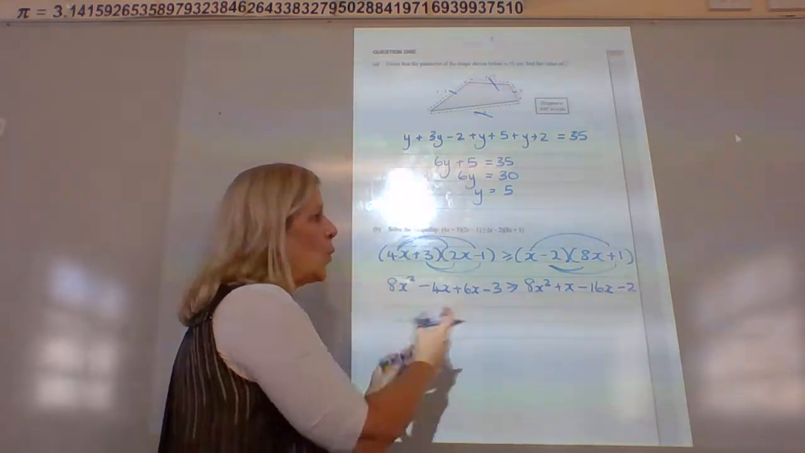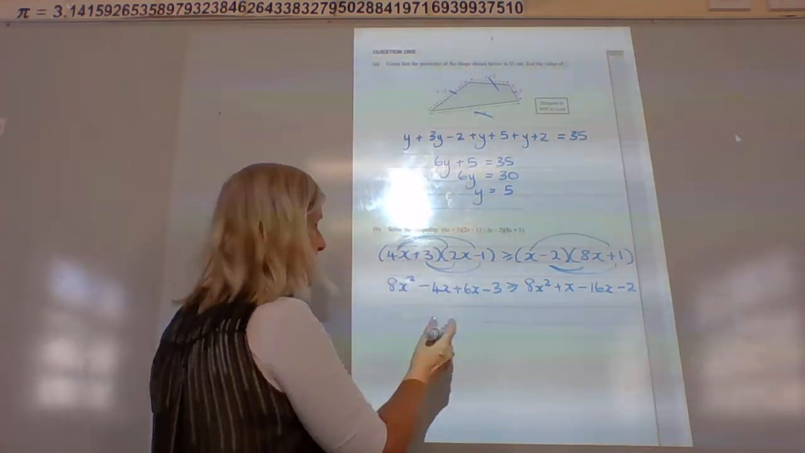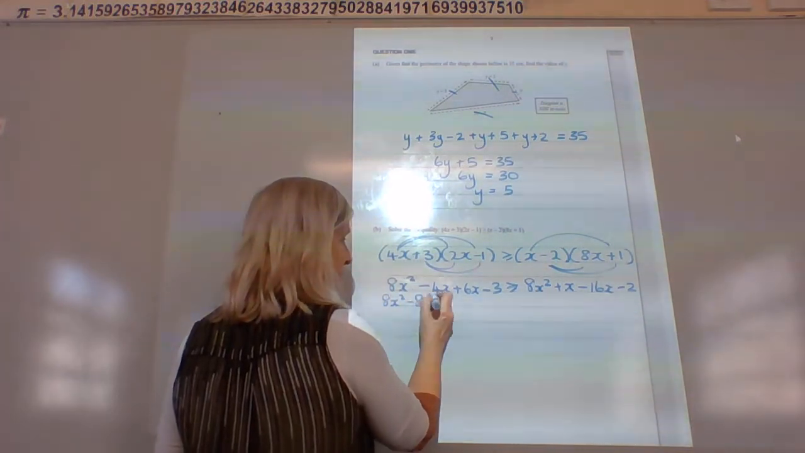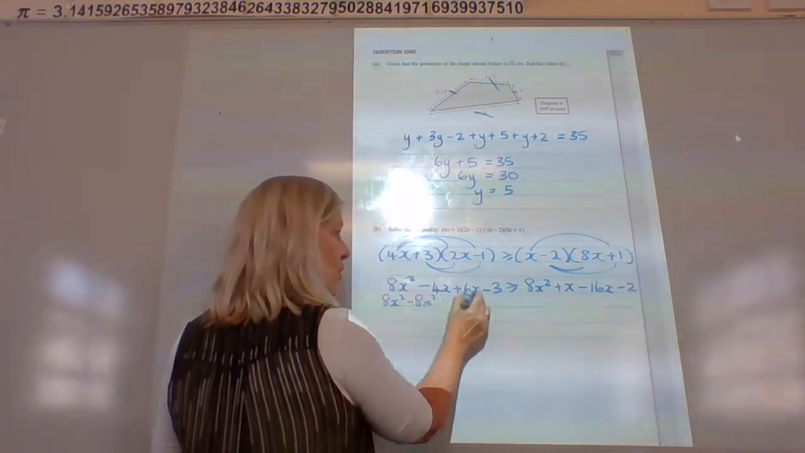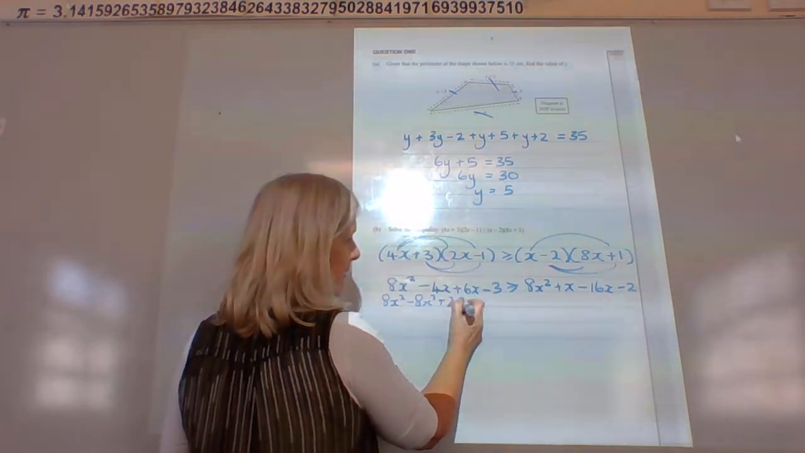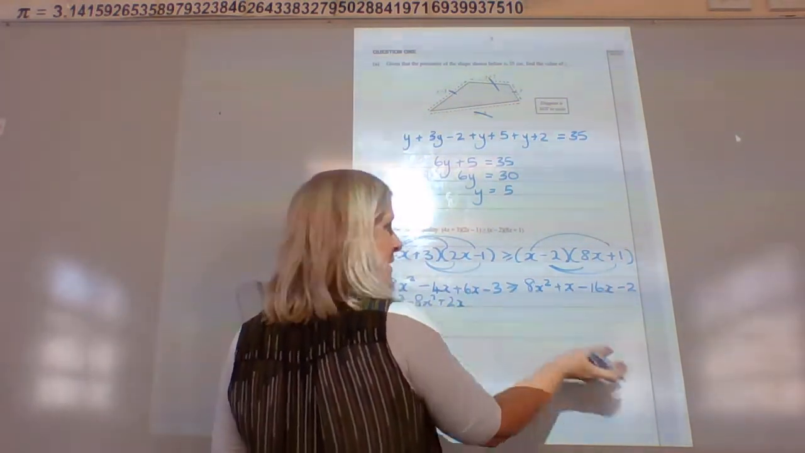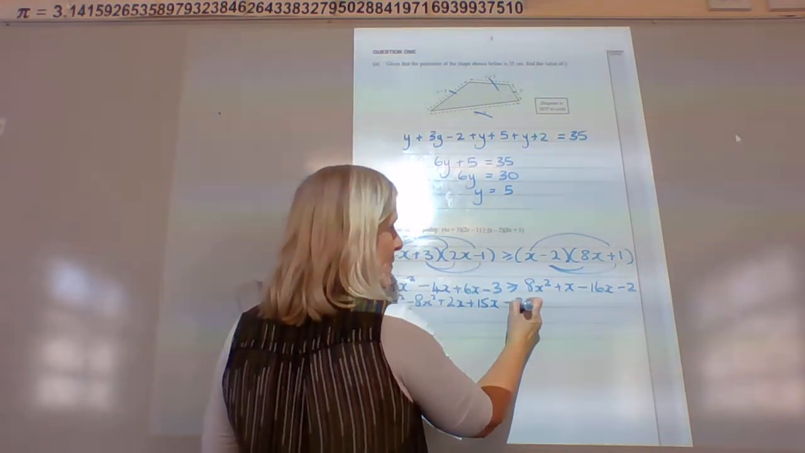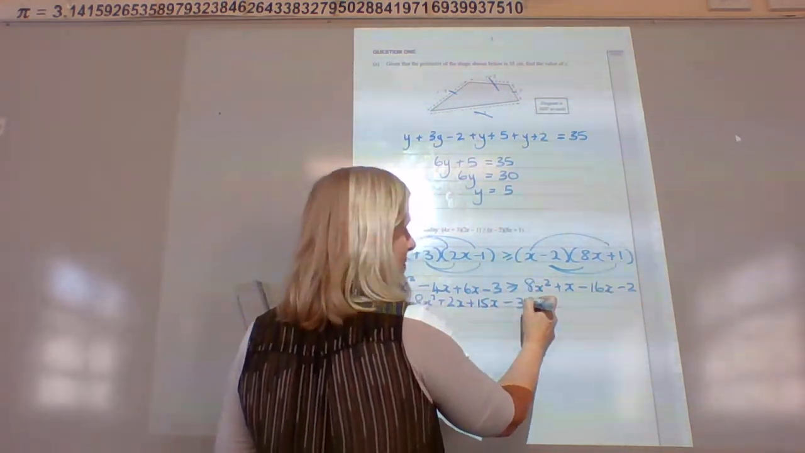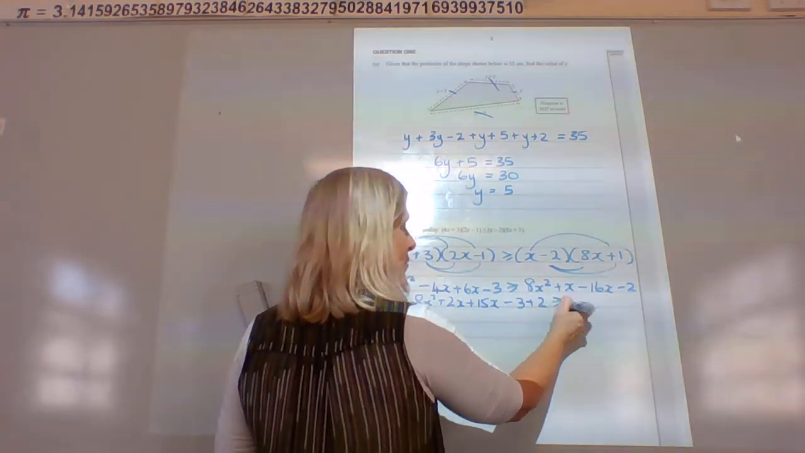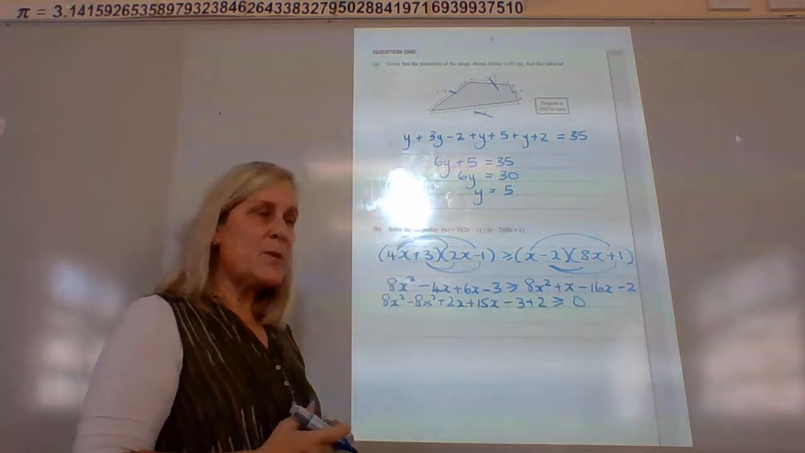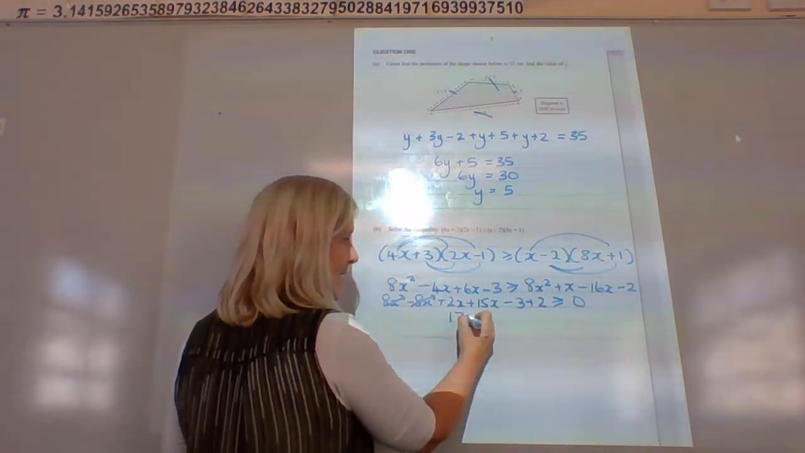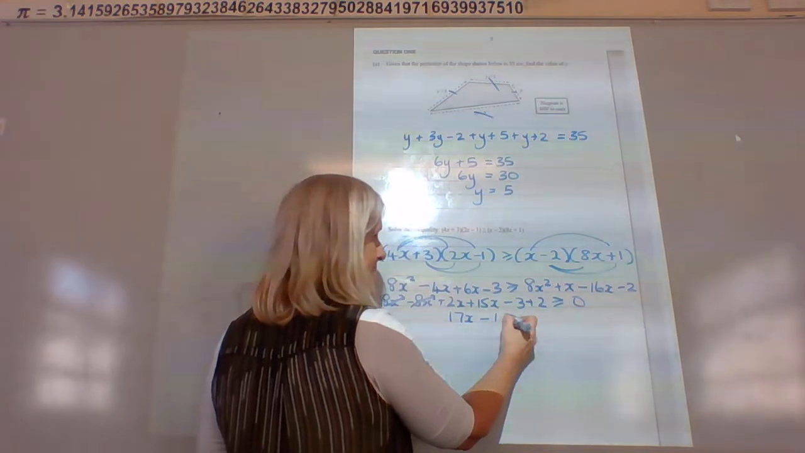Now we want to bring all of these over to one side. So if we do that, we've got 8x squared, take away 8x squared. That's that one. We've got 2x from here, and negative 15, which when it comes over here is plus 15x. We've got a negative 3, and this negative 2 comes over here and becomes plus 2. Is less than or equal to, and there's nothing left over here, so it's 0. So those 2 have cancelled. We've got 17x minus 1 is less than or equal to 0.